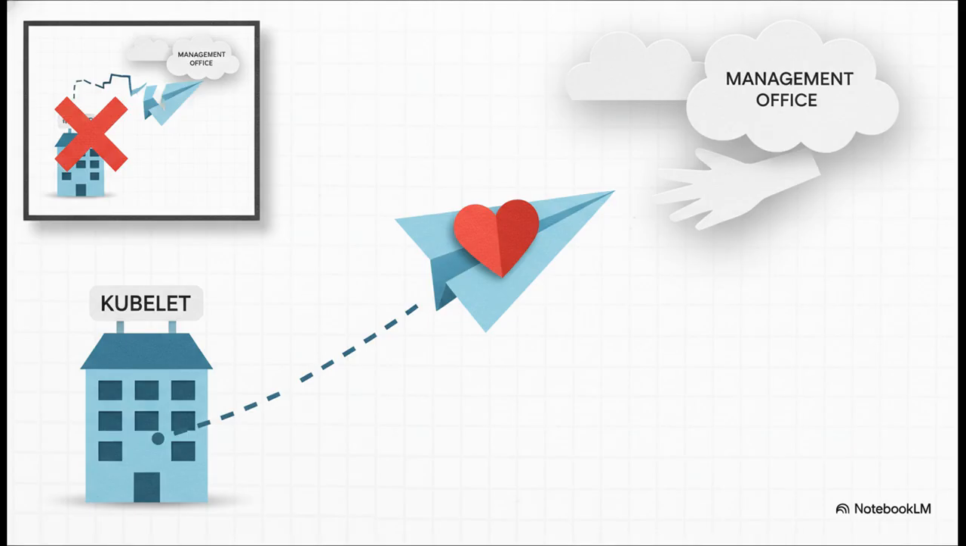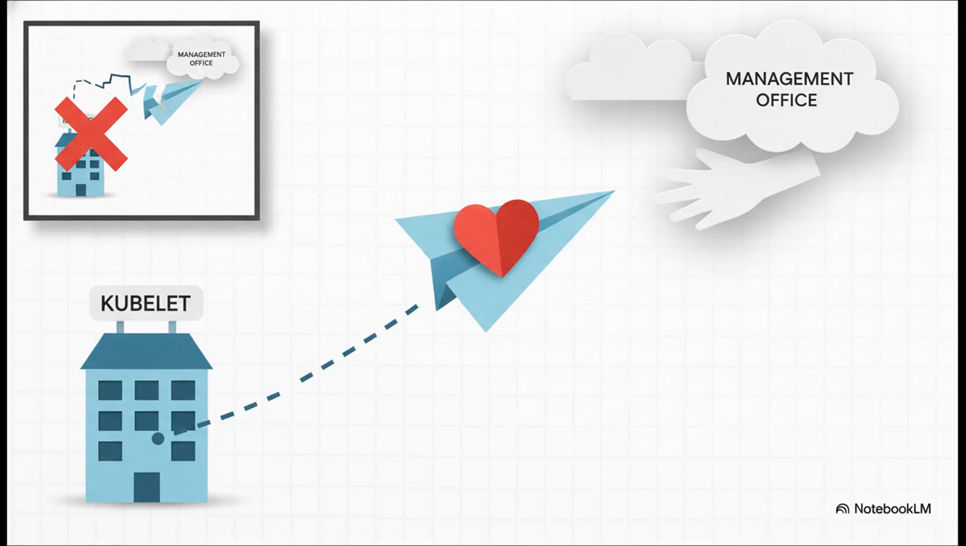Every 10 seconds or so, it sends a little heartbeat to the API server. This message basically says, hey, I'm still here, my node is doing fine, and here's the latest status of all my pods and how much CPU and memory I have left. And that heartbeat, it's absolutely critical. If the API server stops hearing from the kubelet, it just assumes the whole node has gone down and marks it as not ready.